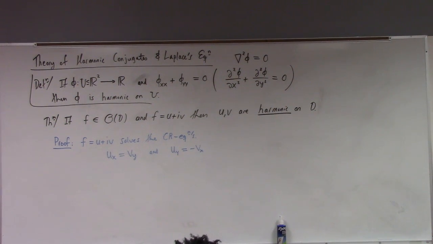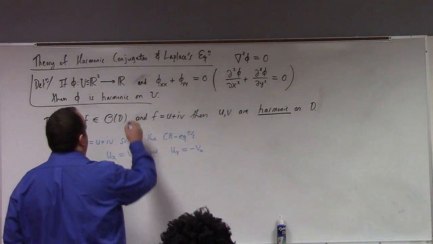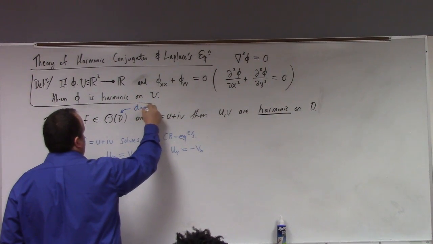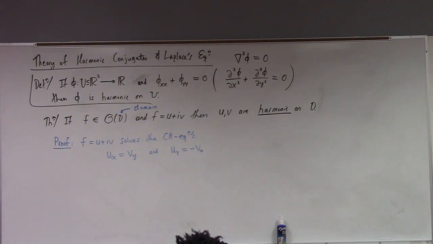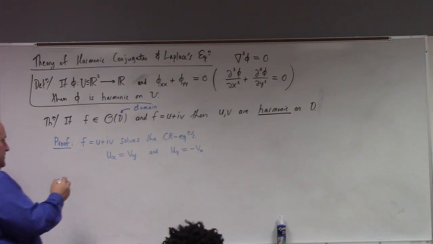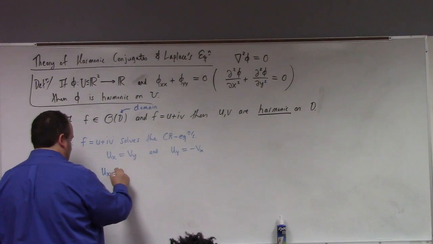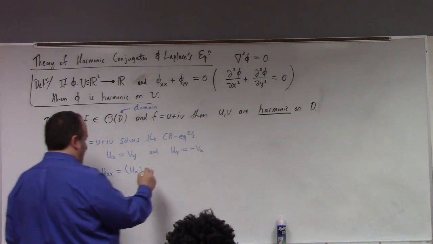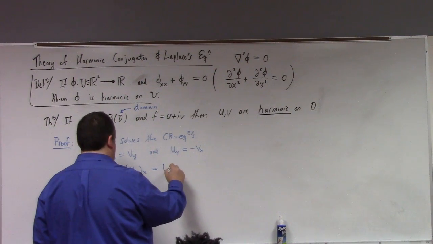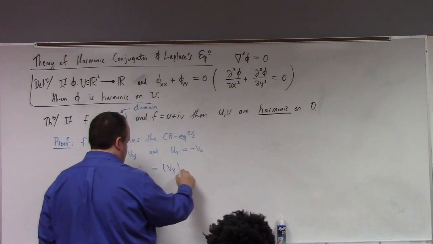Let us look at D, a domain, which is an open connected set. Could be a disk, but not a closed disk, apparently, because it's open connected. But anyway, so what is uxx? Well, uxx is equal to ux, the x derivative of that, but that is equal to apparently vy, the x derivative of that.